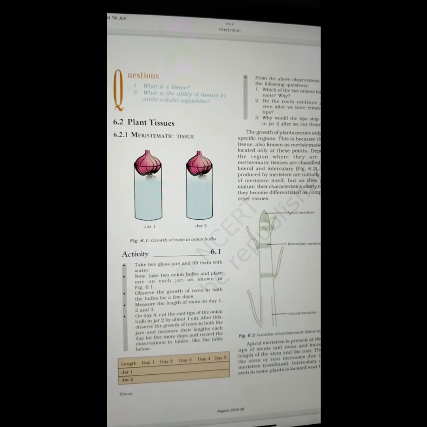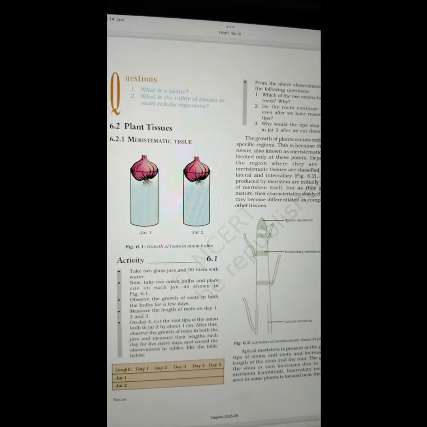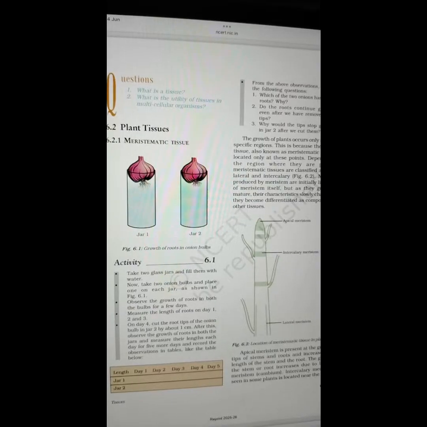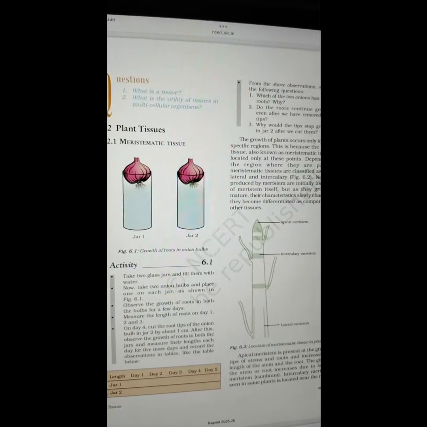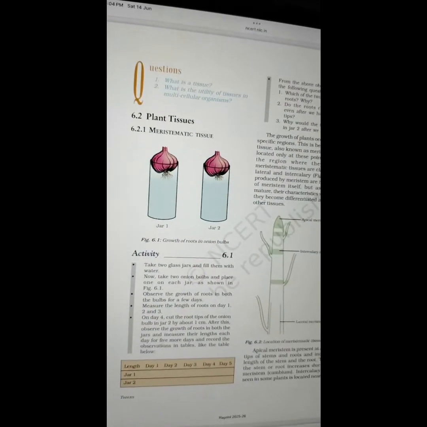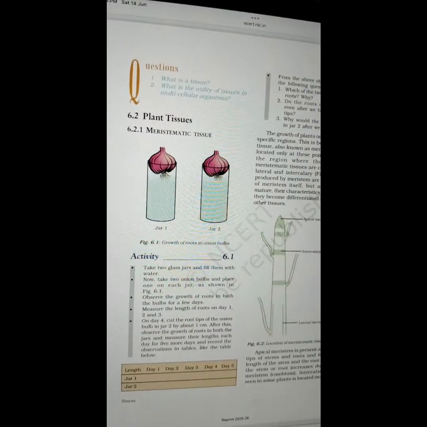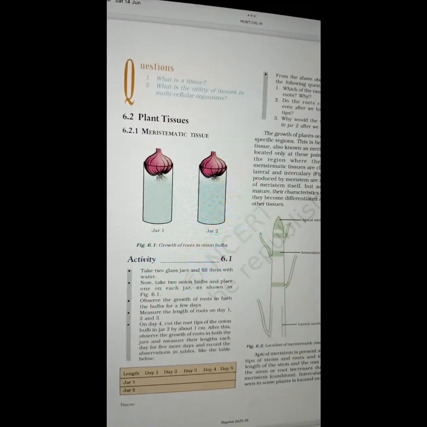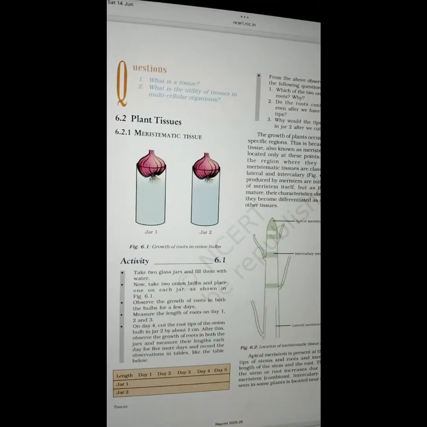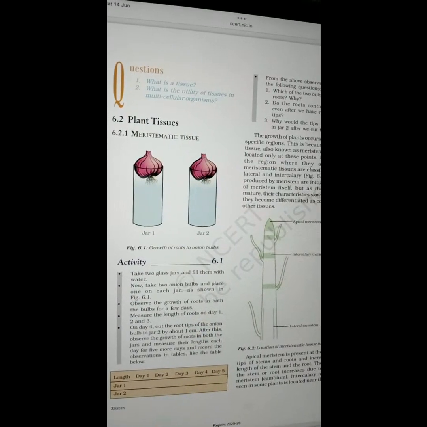So in text questions, the first one is: what is a tissue? Second one is: what is the utility of tissues in multicellular organisms? 6.2 Plant tissues, 6.2.1 Meristematic tissues. So figure 6.1 is showing you the growth of roots in onion bulbs, activity.